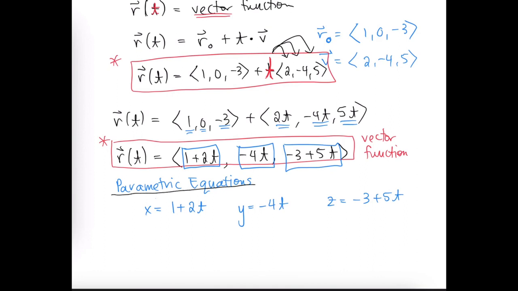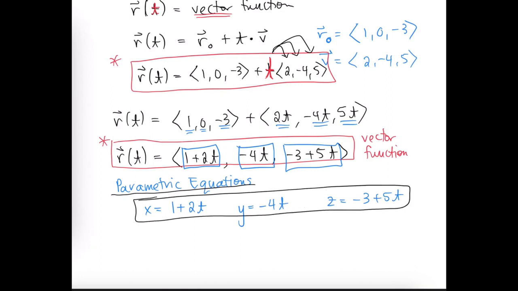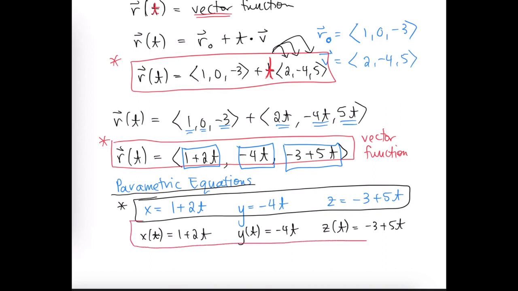Now we can leave it just like this. This is perfectly fine as an answer to what the parametric equations for this vector function are. We could also use functional notation, and sometimes you'll see x as a function of t, 1 plus 2t, y is a function of t, -4t, and the z parametric equation is also a function of our parameter, -3 plus 5t. So you may also see parametric equations written using that functional notation.